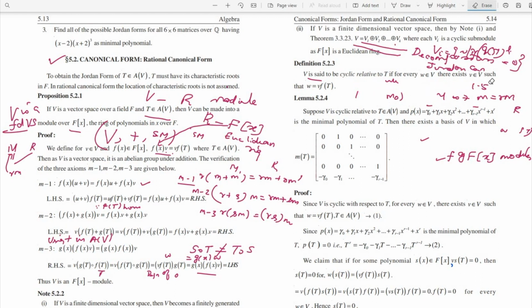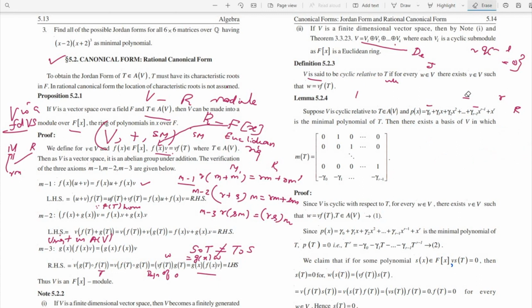So we have to use the definition of cyclic module here, and even in this case we will make use of what was said earlier: V is both an F[x] module as well as a finite dimensional vector space. Right, so we are given V to be cyclic with respect to t. So by the definition we have W is equal to the image of V under f of t, that is W is V f of t, where t is a member of A of V. We shall call this equation 1.